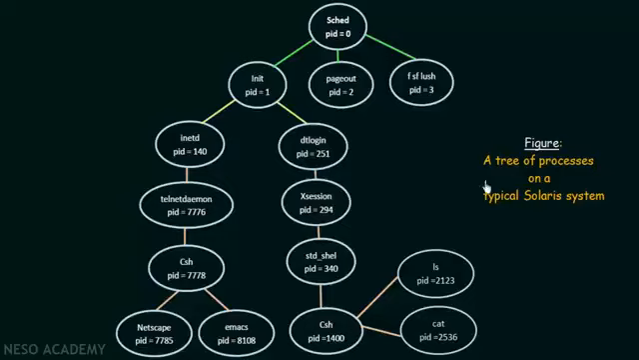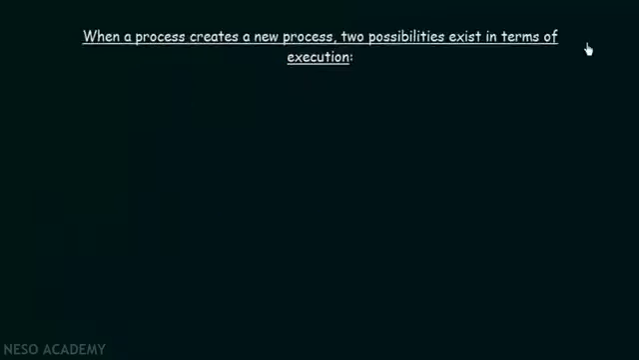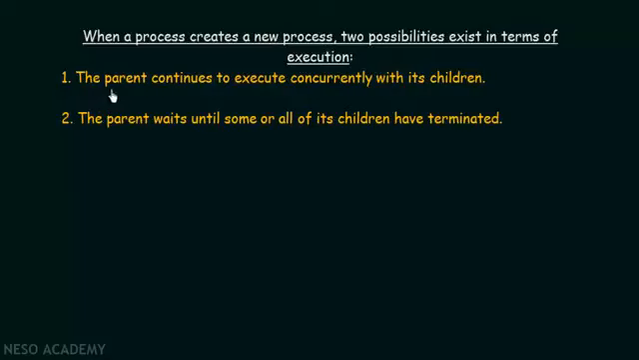So this is how a typical tree of processes looks like on a Solaris system. Now, since we saw how processes are created, there are a few things that we need to remember. When a process creates a new process, two possibilities exist in terms of execution. So let us see what are the two possibilities. The first possibility is the parent continues to execute concurrently with its children, and the second possibility is the parent waits until some or all of its children have terminated.